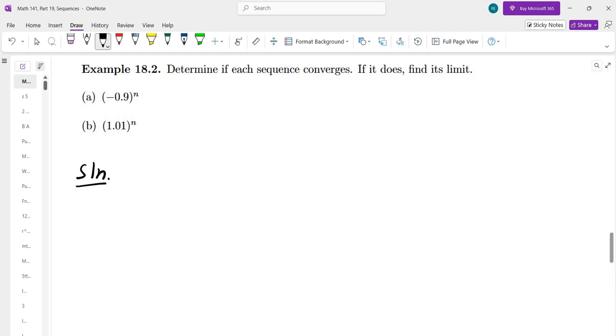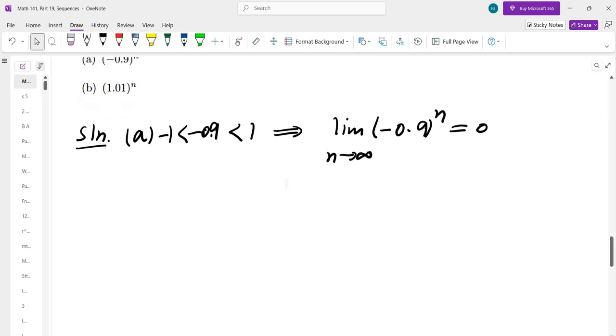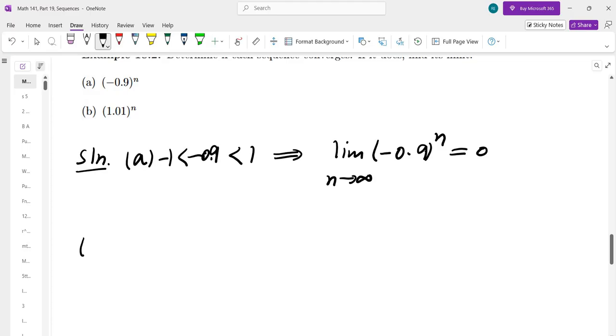Determine if each sequence converges. If it does, find its limit. Well, if you look at the first one, negative 0.9 is going to be between negative 1 and 1. So that tells us that if I take negative 0.9 raised to the power of n, I would eventually approach 0, because it's a number between negative 1 and 1, which means when you raise it to large powers, it becomes smaller and smaller, and the limit is in fact 0.